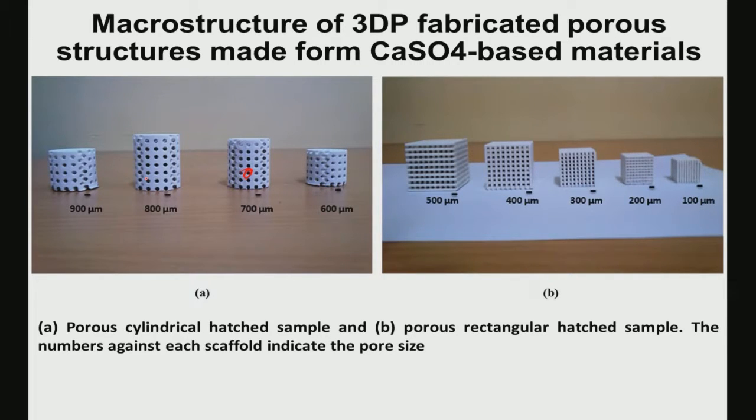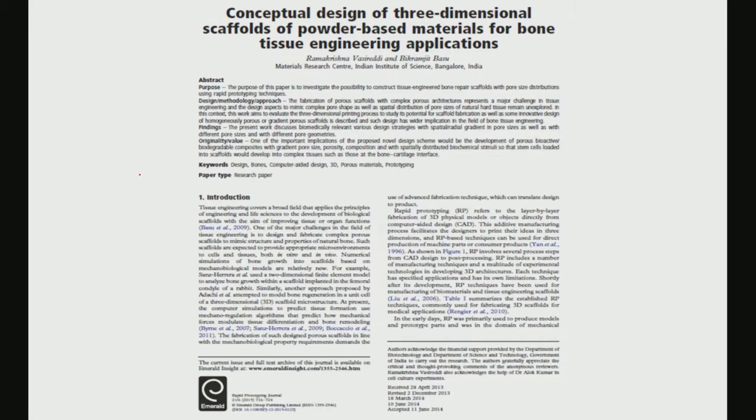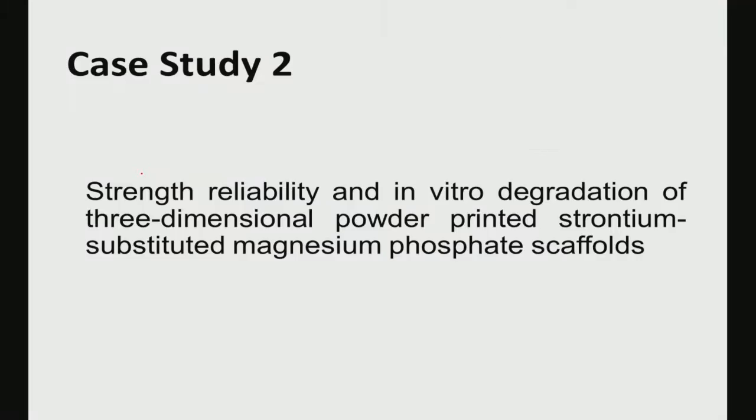So, that kind of design to product, that kind of 1-to-1 ratio, is to see how you can translate that. This is what we have published in Rapid Prototyping Journal in 2015.